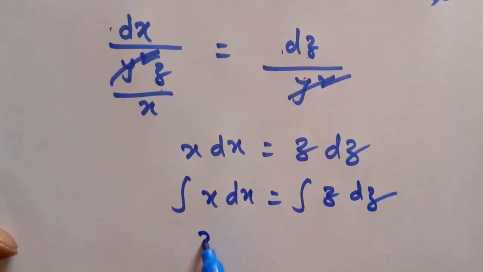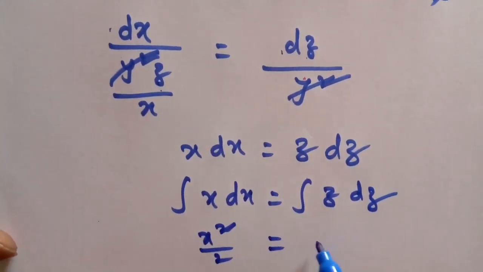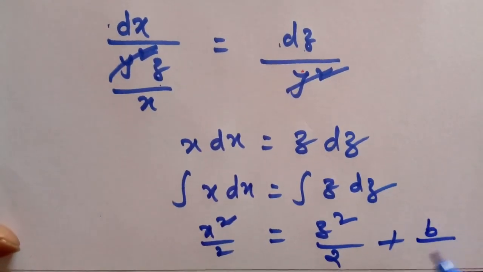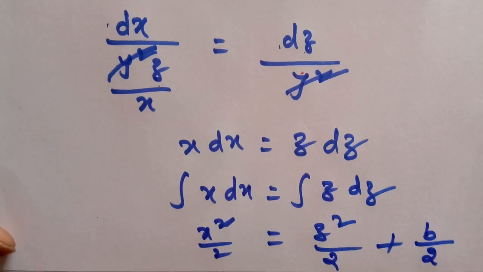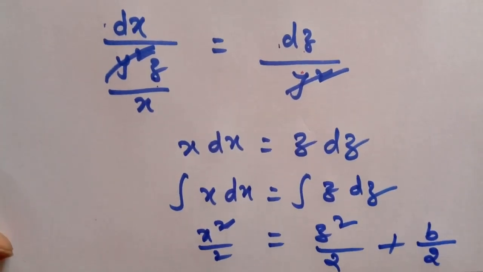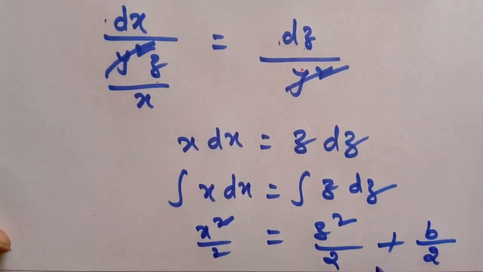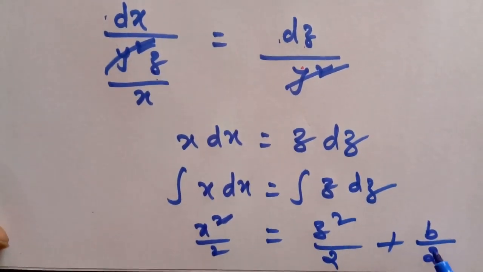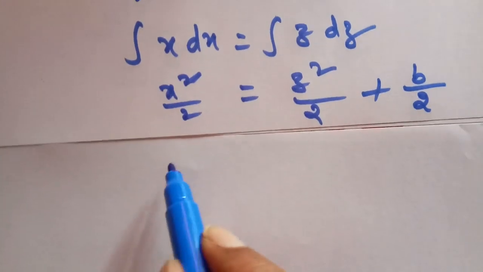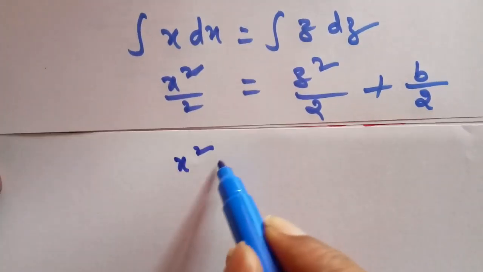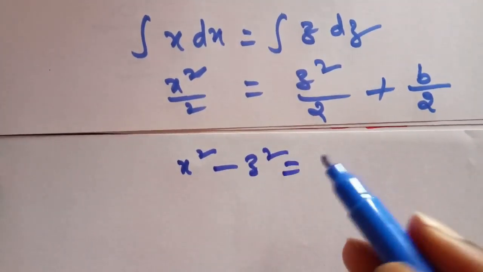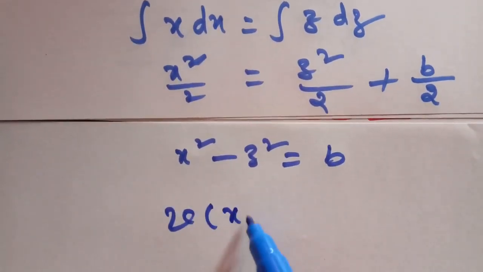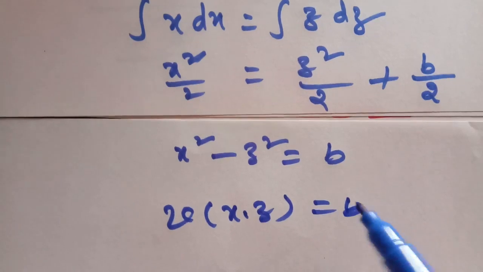Therefore, x square by 2 is equal to z square by 2 plus b by 2. For our convenience, we are adding b by 2. Therefore, take LCM and 2 gets cancelled on both sides. Therefore, x square minus z square is equal to b is the solution. x square minus z square is equal to b. Therefore, v of x comma z is equal to b.